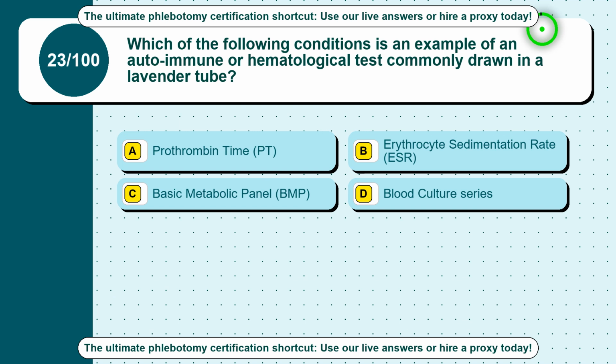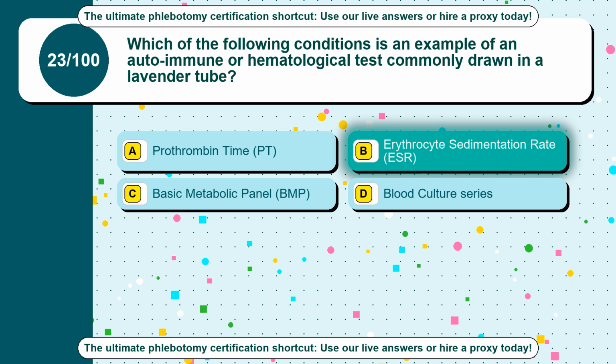Question 23. Which of the following conditions is an example of an autoimmune or hematological test commonly drawn in a lavender tube? Option A, prothrombin time, patient. Option B, erythrocyte sedimentation rate, ESR. Option C, basic metabolic panel, BMP. Option D, blood culture series. The correct answer is option B, erythrocyte sedimentation rate, ESR.